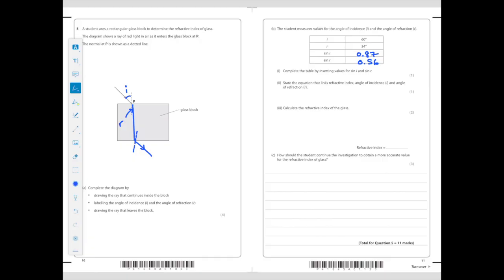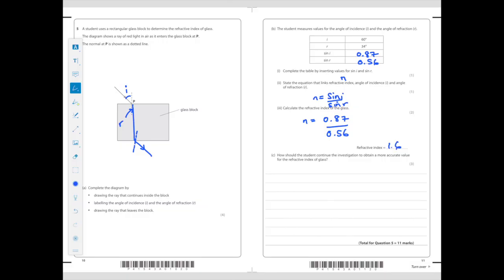State the equation linking refractive index, angle of incidence, and angle of refraction. So remember, refractive index is given by n. So it's n equals sine I over sine R. So in terms of calculating refractive index, sine I is 0.87, sine R is 0.56. And when you put that into your calculator, you get a value which is 1.6 to 2 significant figures.